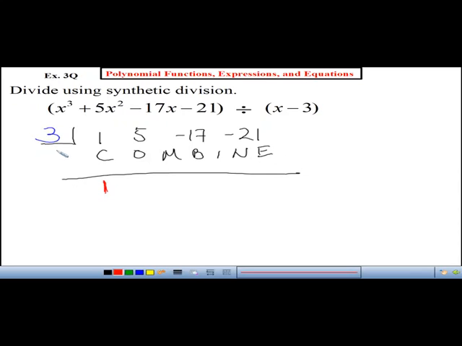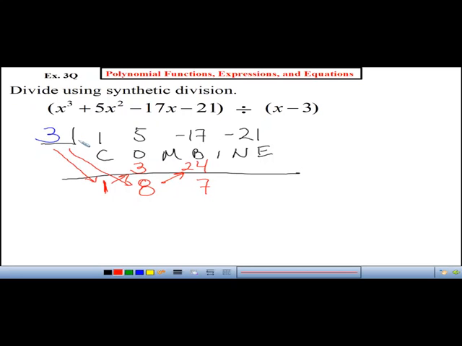So what is 3 times 1? 3, and we write it right above the line, but one space over. There it is. And then we combine. What is 5 plus 3? 8. Let's do it again. What is 3 times 8? We write it above the line, one space over, so that is what? 24. Now we combine. What is 24 minus 17? 7, Mr. Q. All right, good.